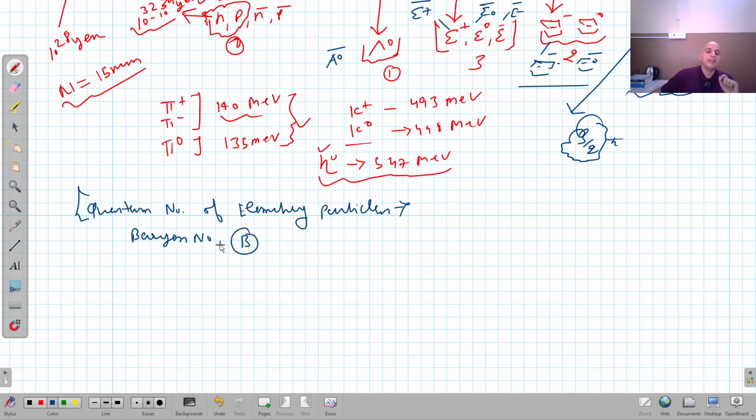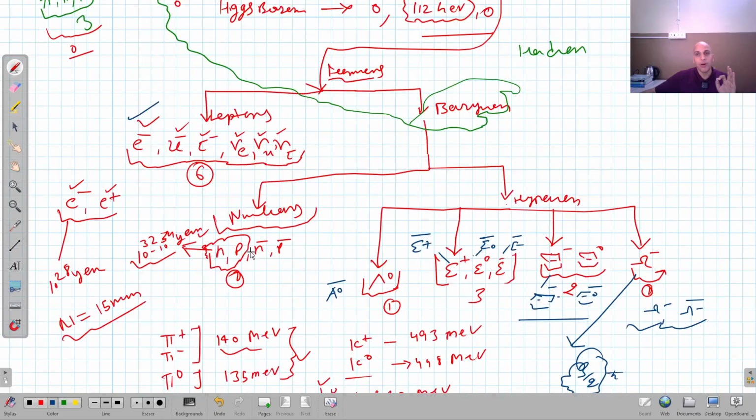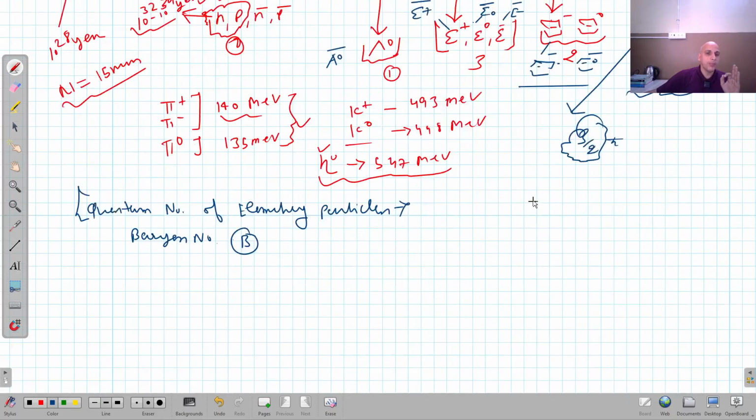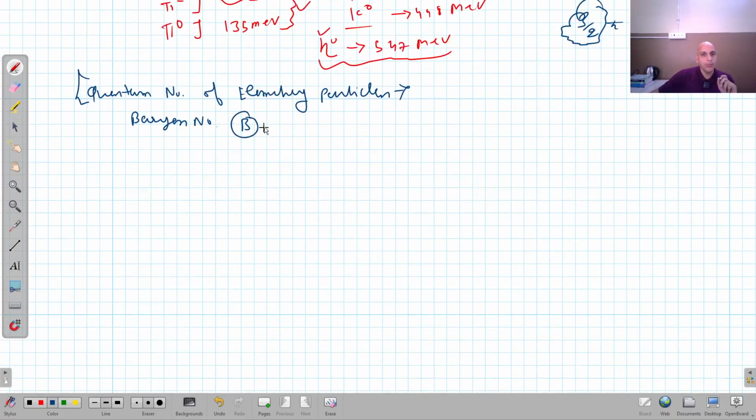We know very well that baryon number is +1 for all the baryons, right? Baryon particles are nucleons and hyperons. So if the particle is a nucleon or hyperon, B is taken as +1. But if it is the antiparticle of that baryon, then it is taken as -1. So baryon number is simply assigned to the baryons.